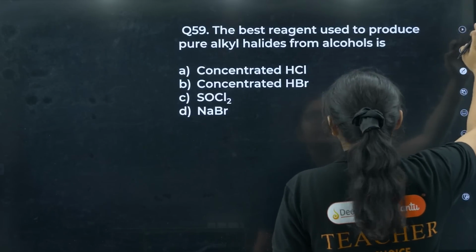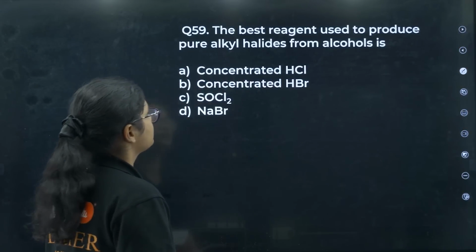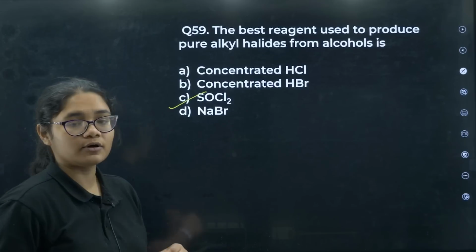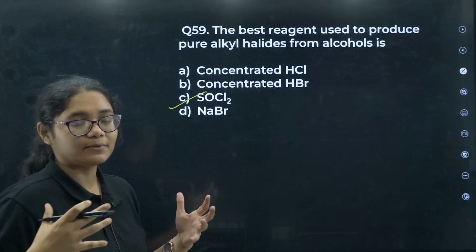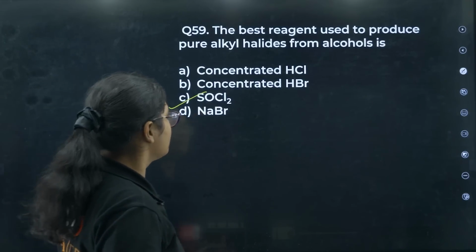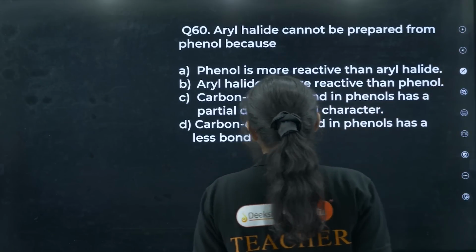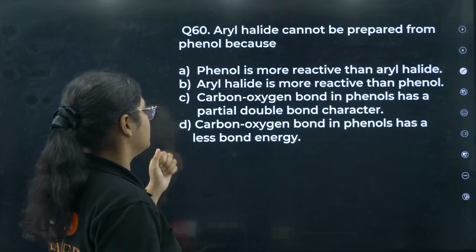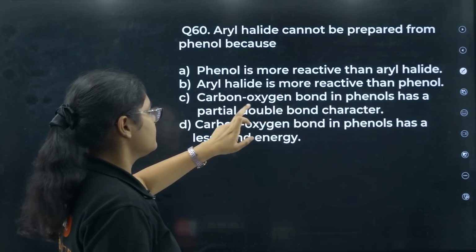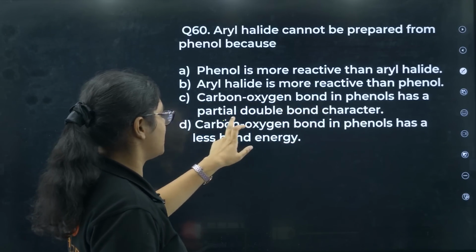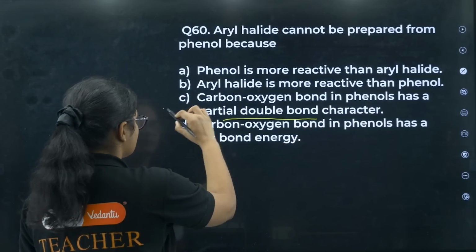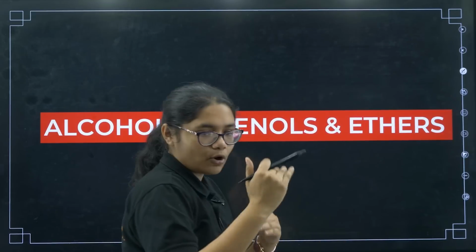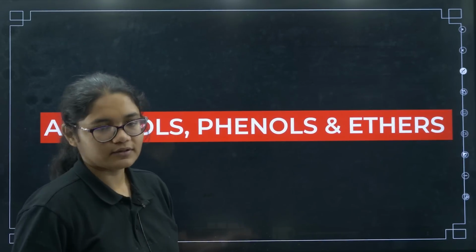Okay, next, the best reagent used to produce pure alkyl halides from alcohols is your SOCl2. Why? Because the byproducts produced here are completely gaseous, it can evaporate, we can get pure haloalkanes. Next, aryl halides cannot be prepared from phenol because phenol is more reactive? No. Aryl halides is more reactive? No. Carbon-oxygen bond in phenols has a partial double bond character. Yes, that is why we cannot break the bond, and it cannot easily give you the new product.